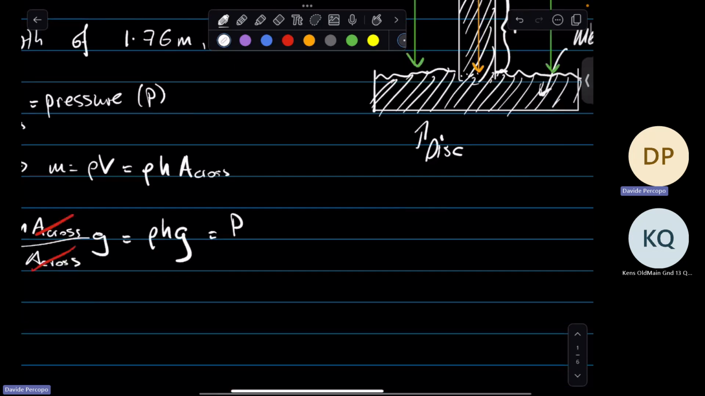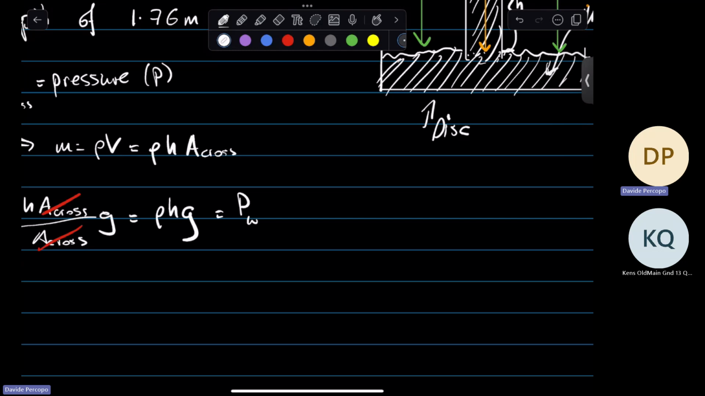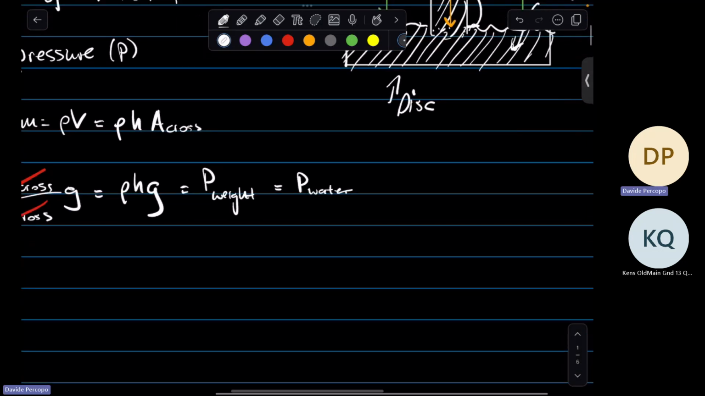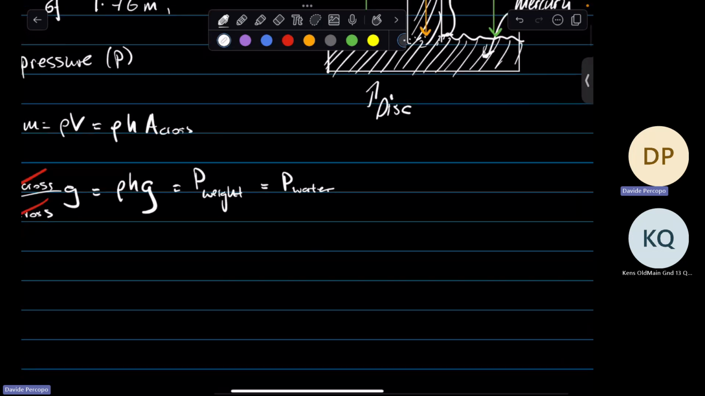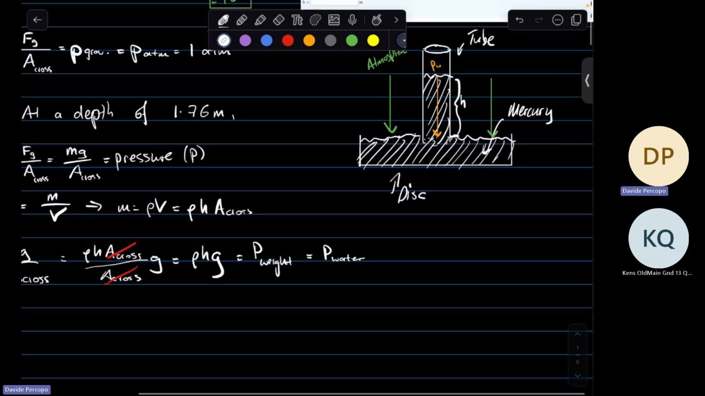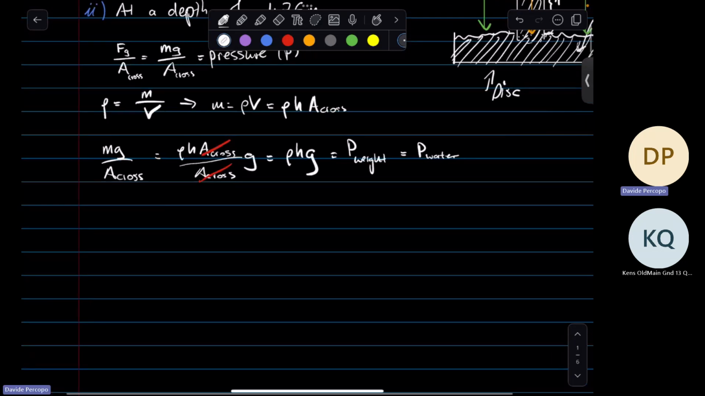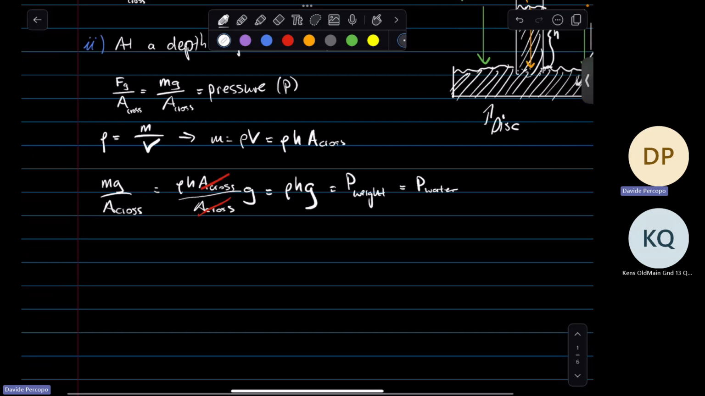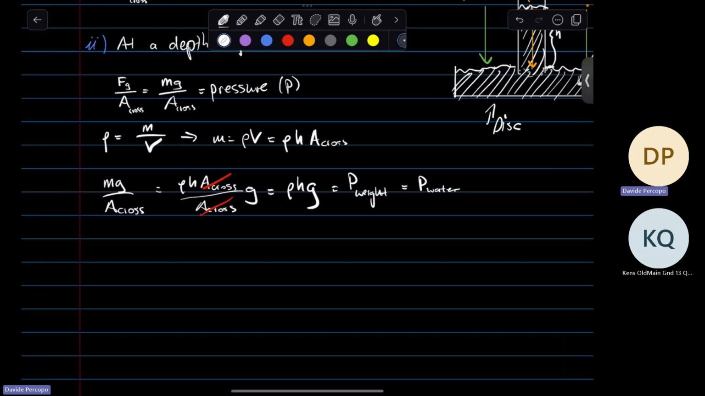So that's the pressure due to the weight, right? But what do we know about this question? Pressure of the water, exactly. Now, what do we have here? Which is equal to. So maybe it's, well, now I'm thinking. Now the pressure of the water.